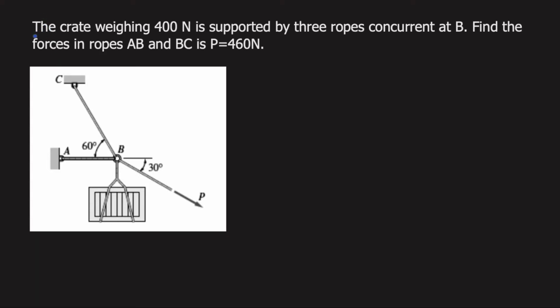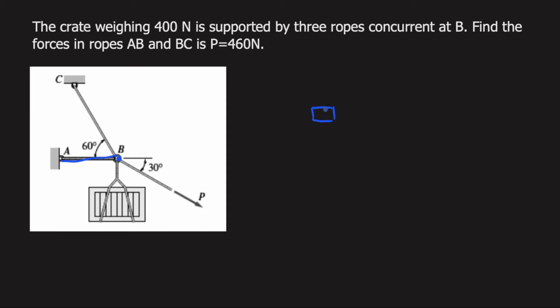Okay, let's have some more examples. For this one, the crate weighing 400 newtons is supported by 3 ropes concurrent at B, meaning that all the forces meet at this point. Find the forces in ropes AB, here, and BC, here, given that P is equal to 460 newtons. So we can draw it like this.